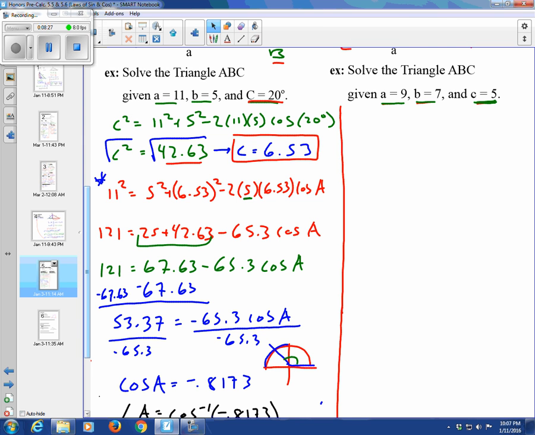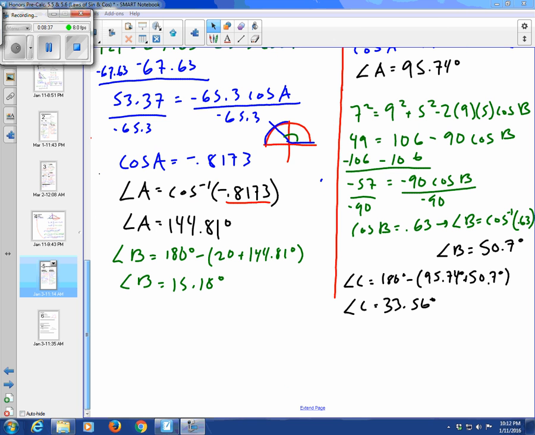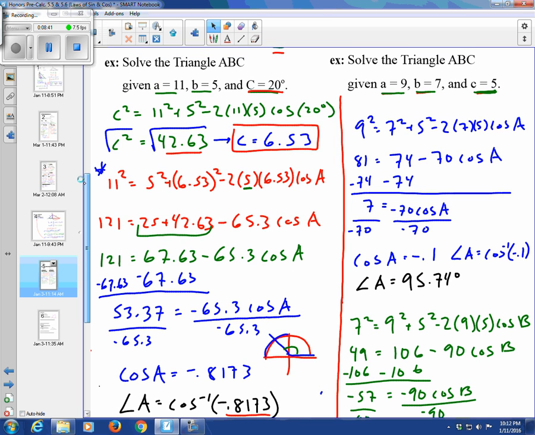So right here, solve for those other two angles using law of cosines, and then subtract the sum of those angles from 180 to get that last angle. Okay, pause the video and give this one a shot. All right, so taking a look at this one. First, we can solve for angle A with law of cosines.